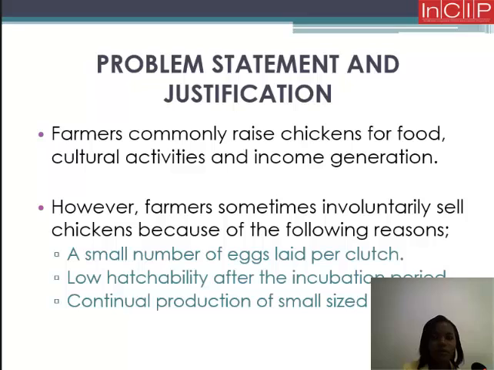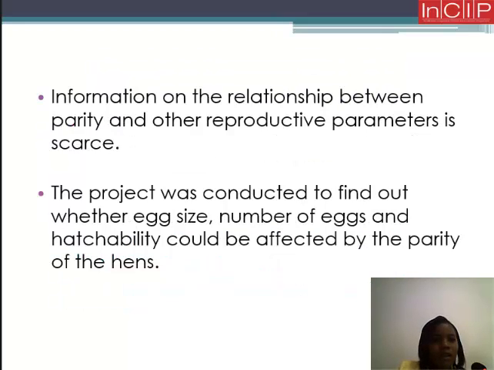Farmers commonly raise chickens for food, casual activities, and also income generation. However, they sell the chickens involuntarily because they continue to give small-sized eggs. They have low hatchability. But the information on the relationship between parity and the reproductive parameters is not available. Hence, the project was conducted to find out whether the egg size, the number of eggs, and hatchability may be a result of the parity in which the hen is.